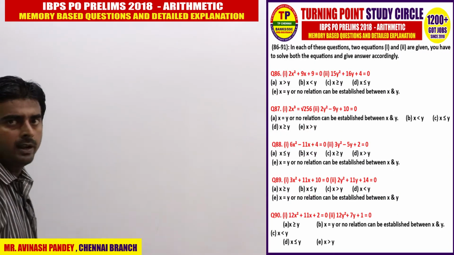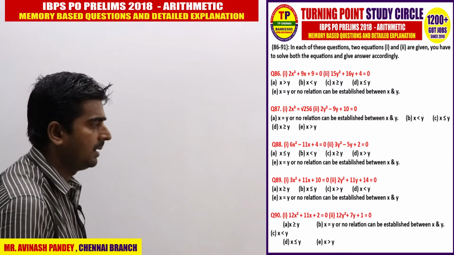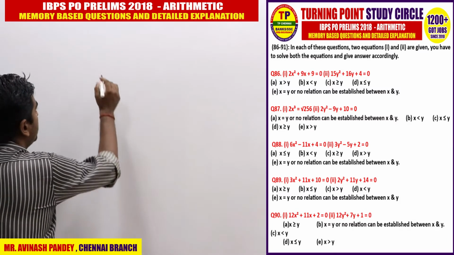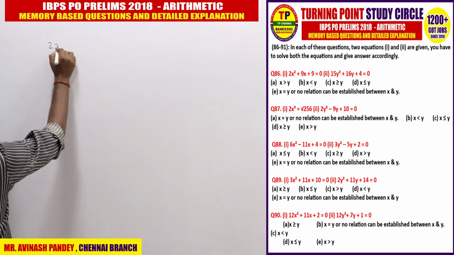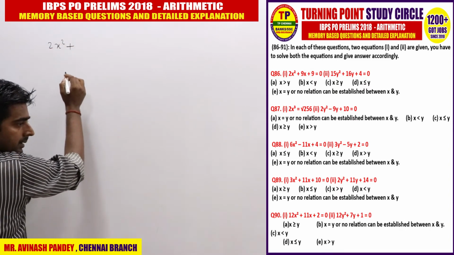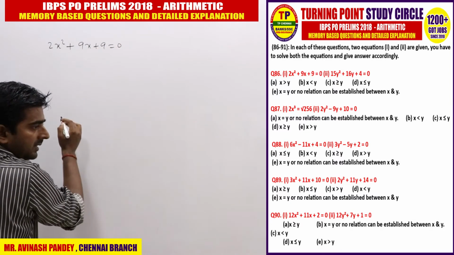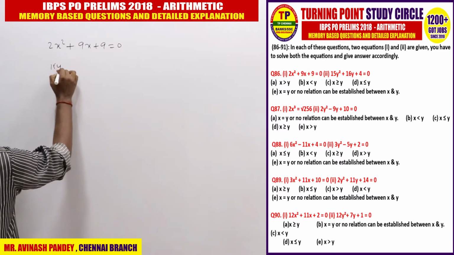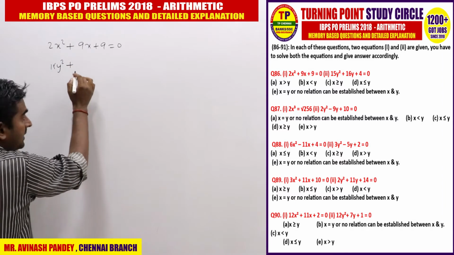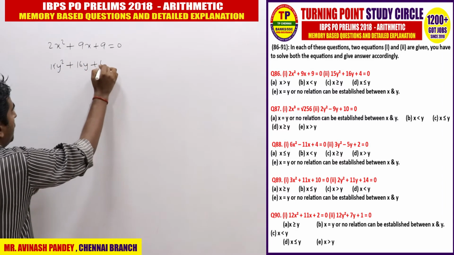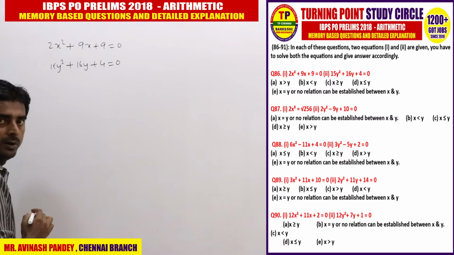So we will see quality questions also, whatever they were asking in examination. So when you see the first question here, 2x square plus 9x plus 9 is equal to 0, and the second equation is nothing but 15y square plus 16y plus 4 is equal to 0, right?